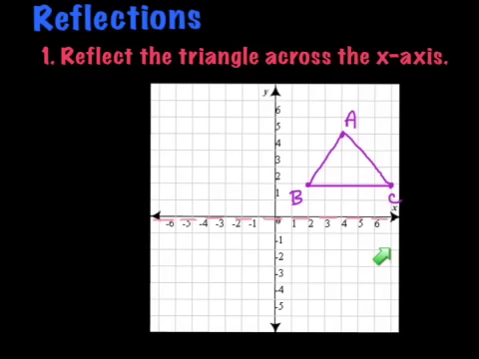So let's start with A. We need to count down 5 units. So it's going to be right here. This is going to be A prime. And point B has to be 2 units from the reflection line. So that'll be B prime. And then C has to be 2 units also. So that'll be C prime. And then just connect them. And you have a reflected image over the x-axis, which is your reflection line.